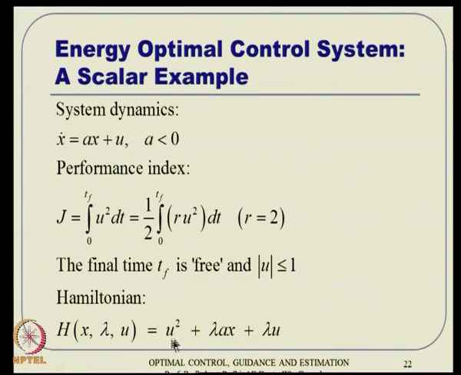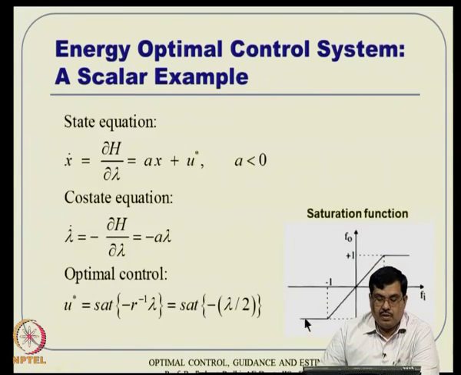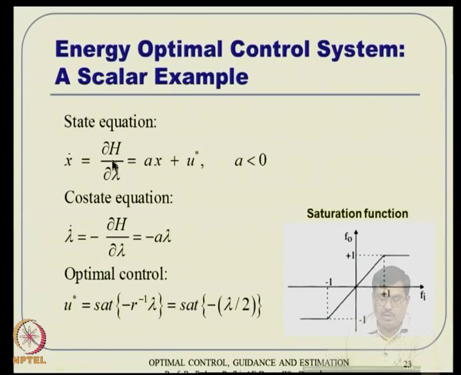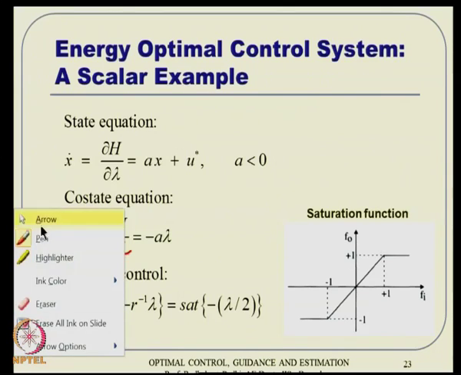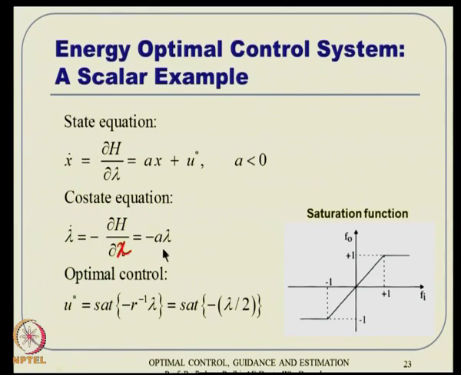So, we have this Hamiltonian, u square coming from this cost function, L is u square plus lambda transpose f, lambda times Ax plus lambda times u basically. Okay. Now, state equation x dot is del H by del lambda. So, Ax plus u star. But remember, A is negative quantity, again I emphasize that actually. Okay. So, co-state equation happens to be negative of del H by del x actually. Okay. So, that happens to be minus a lambda basically. Okay. So, that means minus a is positive, remember. So, lambda dot is now unstable equation actually.